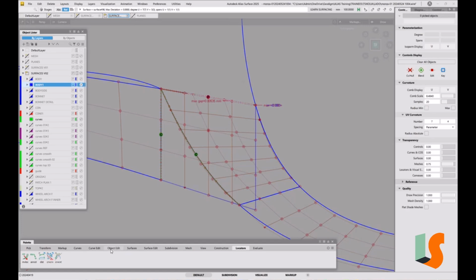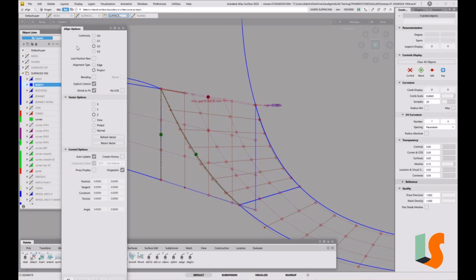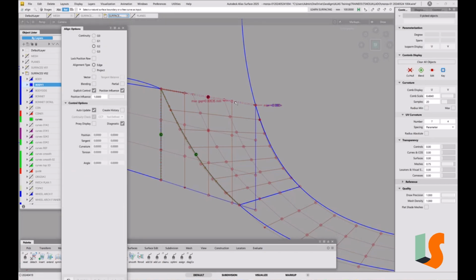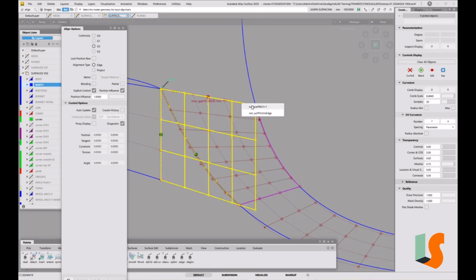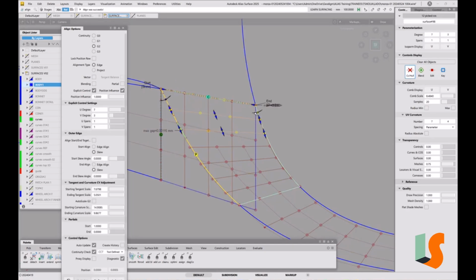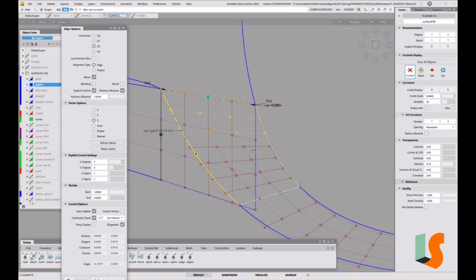So now let's go into object edit, and I'm going to align this, making sure I'm aligning to the right thing. Not that it should make much difference. So I've got edge on, I want vector on, so it just moves it in and out in the Z direction. And of course it breaks it here.